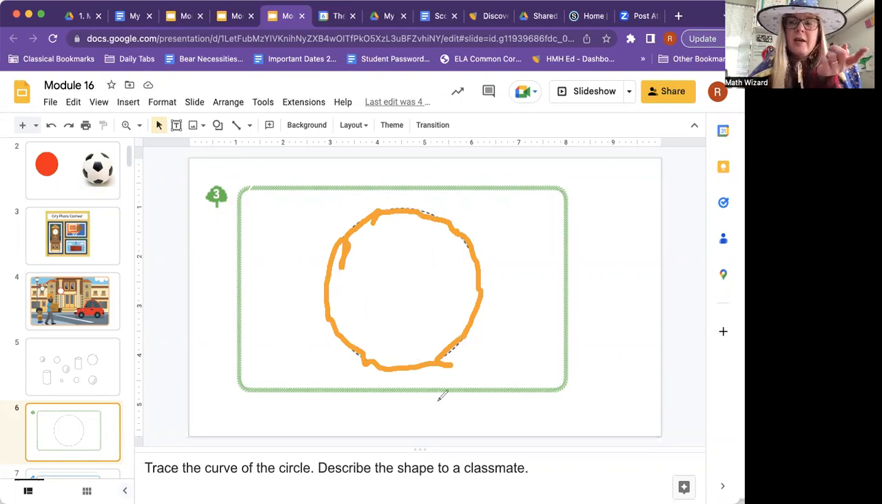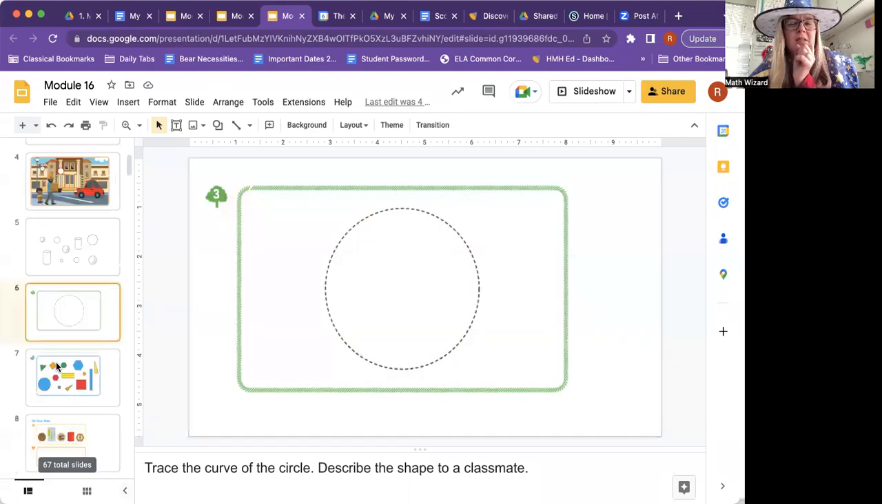Now, can you describe the shape to your homeschool teacher? Like, tell me about the lines. Tell your homeschool teacher about the lines of the shape of this circle. Do they have straight lines or curved lines? Does it have sides to the shape, or is it just one continuous curve? Describe it. Pause this while you go do that.